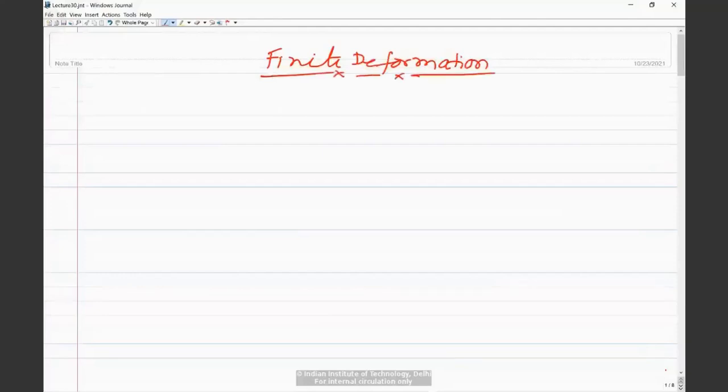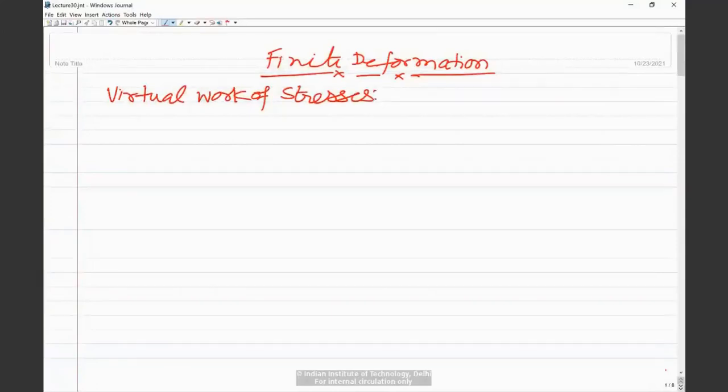In the last class I discussed the weak form and then the virtual work of stresses. We denoted that by delta W sigma. Although the original expression is an integration with respect to the current configuration, it is translated into the reference configuration, so integration over V naught, the volume in the reference configuration. And then we had delta of epsilon transpose into sigma dV naught.